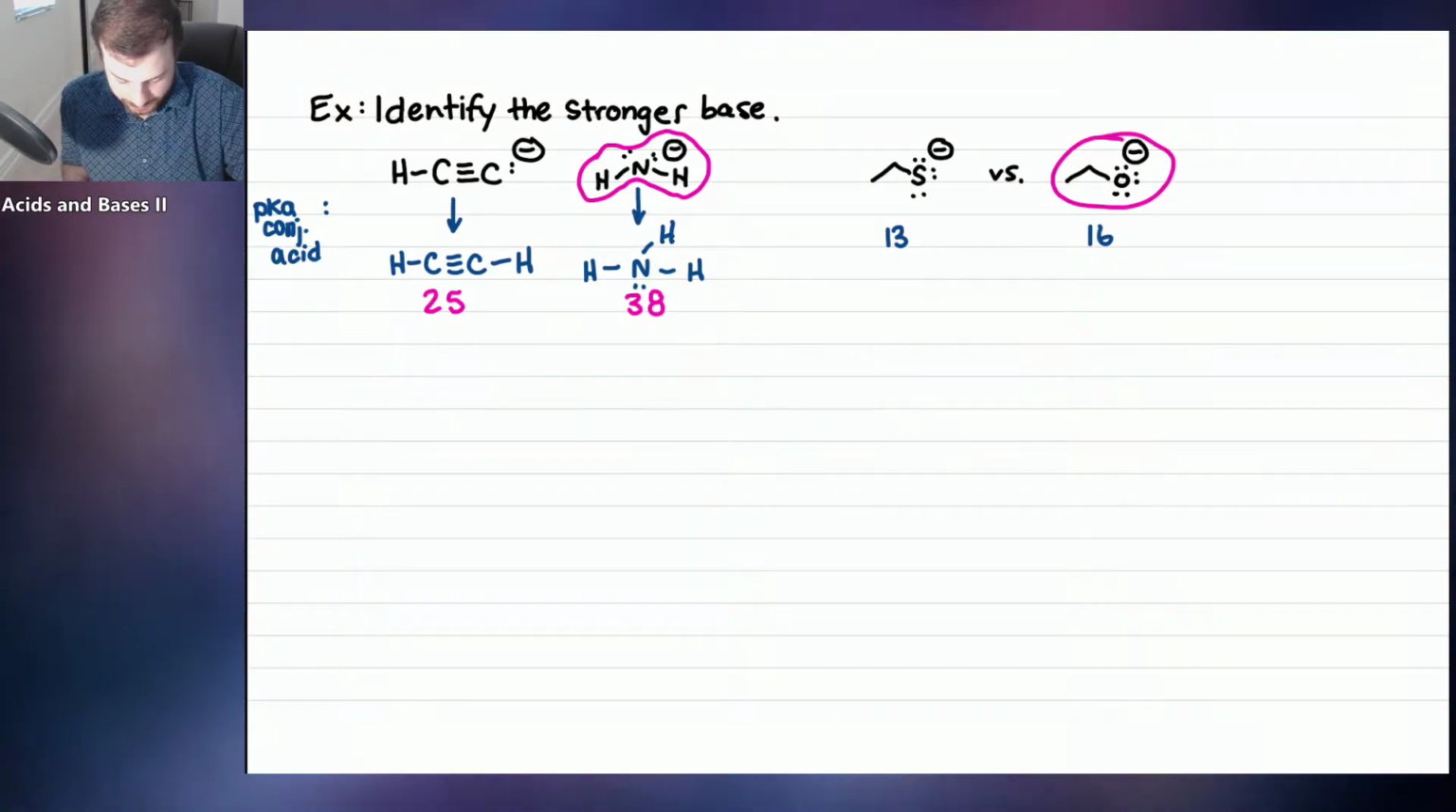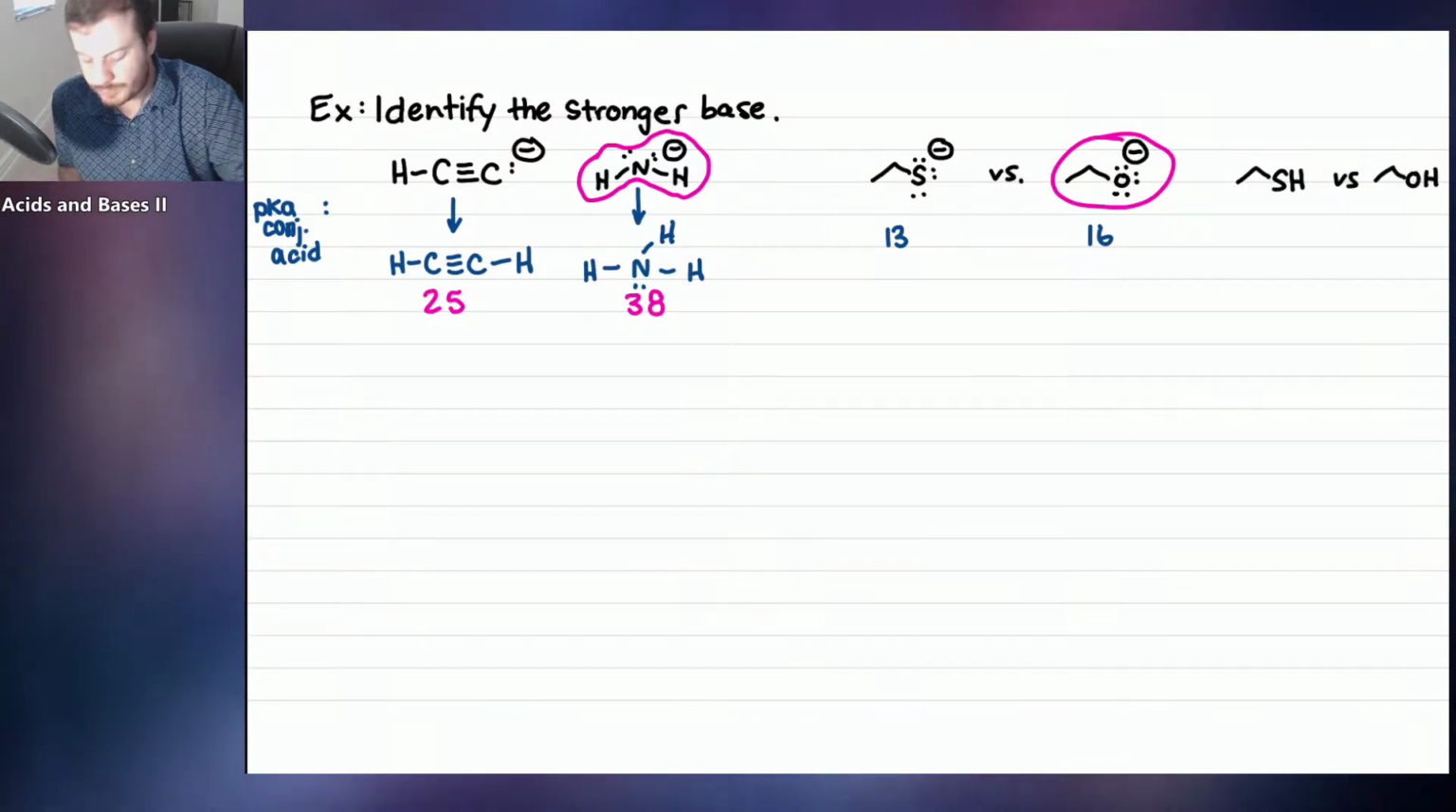Let's do one more. Okay, this one's very similar to the previous one. The only difference here is that they don't have a negative charge. They're already neutral. They're already protonated. So be careful. We still need to protonate them. We still need to treat these guys as if they are bases, so they still need to gain one more proton.